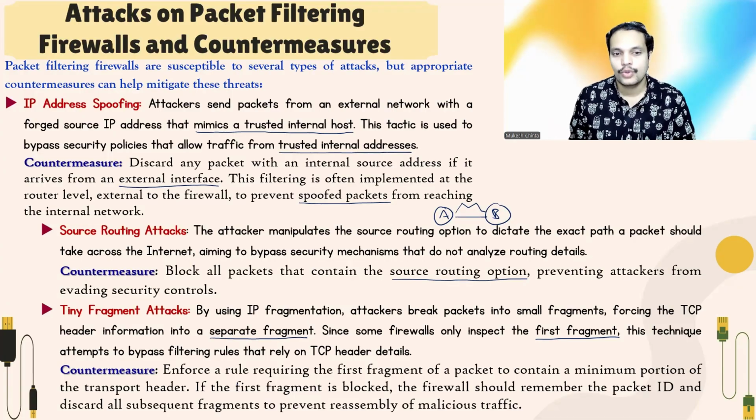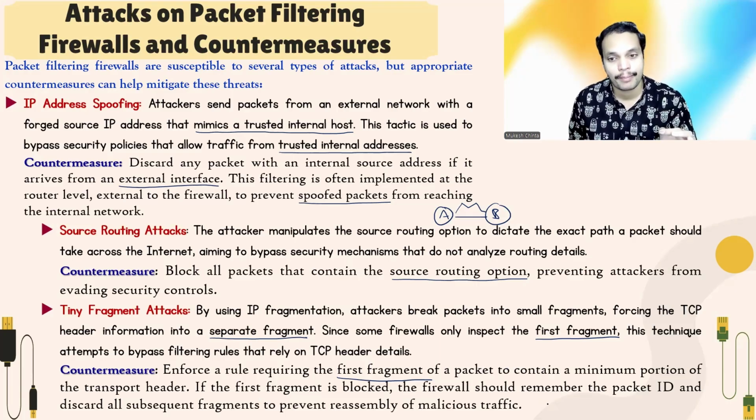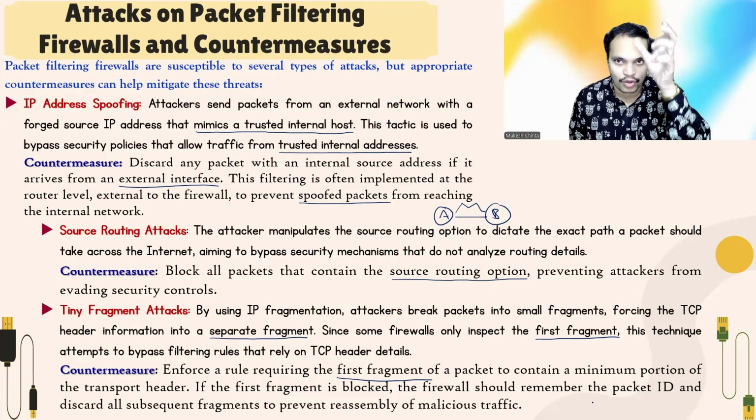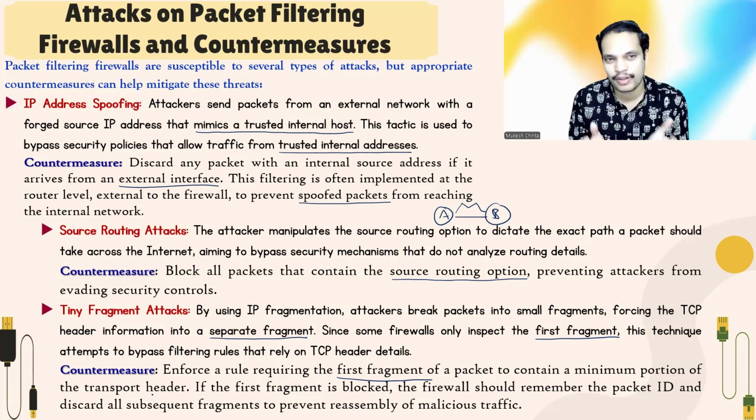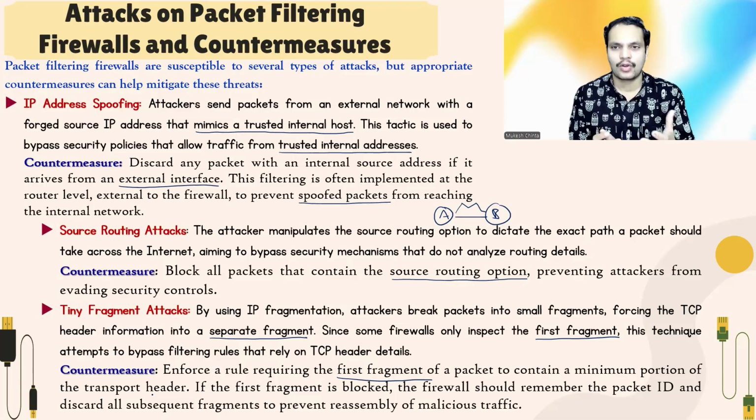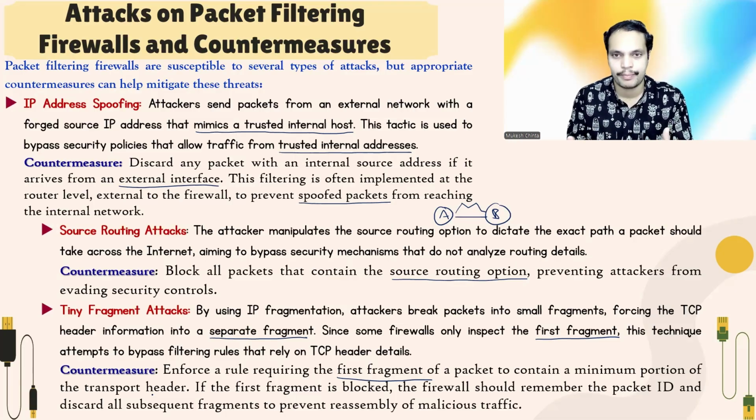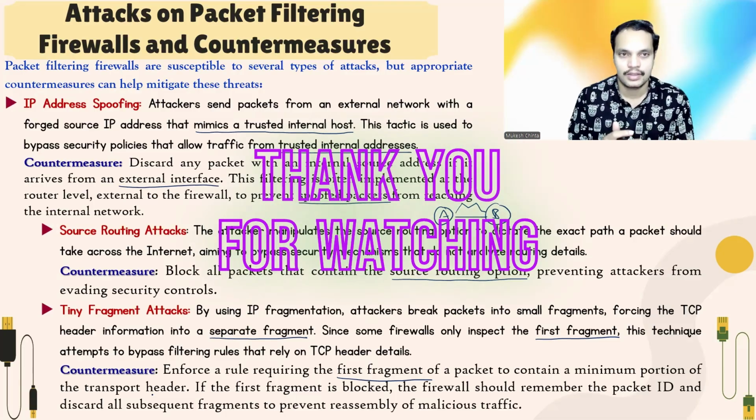The countermeasure is to enforce a rule requiring that the first fragment of a packet must contain a minimum portion of the transport header, which is your TCP or UDP. If the first fragment is blocked, the firewall should remember the packet ID to which all these fragments belong and discard all subsequent fragments to prevent reassembly of malicious traffic. So these are the different kinds of attacks that are commonly found on packet filtering firewalls, and there are also certain countermeasures which can be implemented easily to counter these attacks.